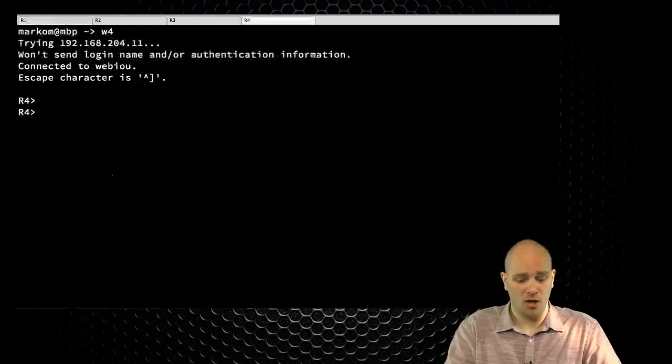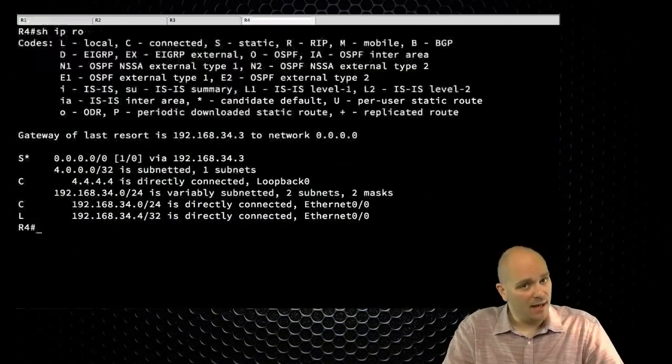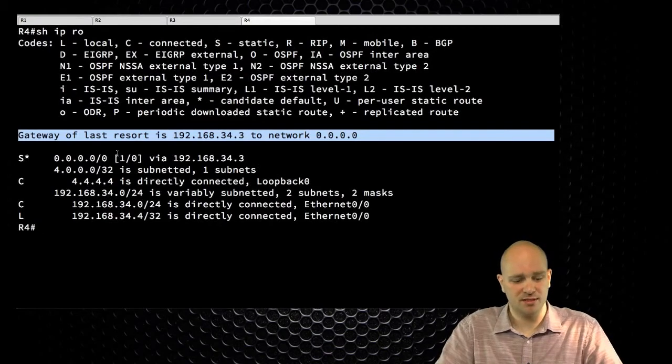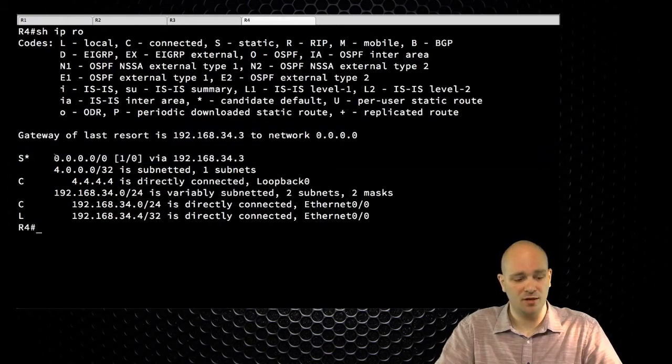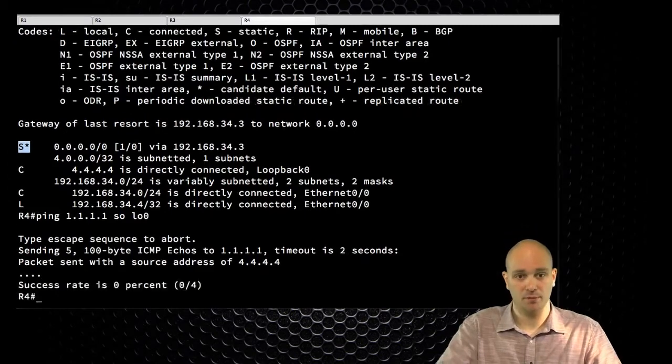So I'm going to go to R4, and if I do show IP route, I now see how R4 is connected to the rest of the network. I can see here that we have the gateway of last resort set, which means that we do have the default route. We can see that this route here is a static route, so this is how R4 gets back. So if I try to ping R1, when I try to ping, I'm getting just a dot. So I'm not even getting unreachables at this point.